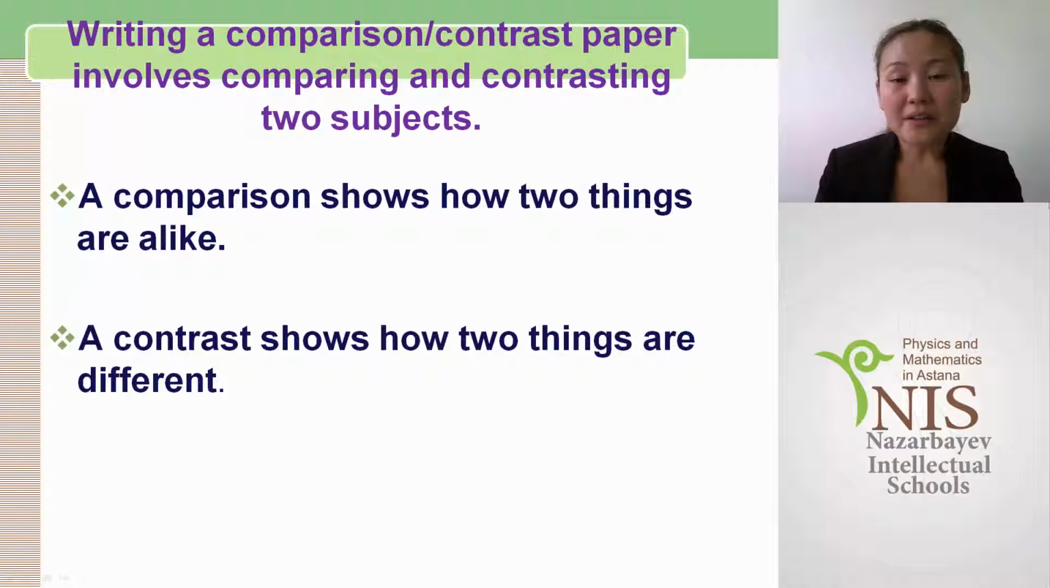Well, writing a comparison-contrast paper involves comparing and contrasting two subjects. A comparison shows how two things are alike, and contrast shows how two things are different. It is very easy since we are comparing almost everything in this world, and from early childhood we think that our brothers are taller and our sisters are smarter or more beautiful. So comparison is not a new thing to us.